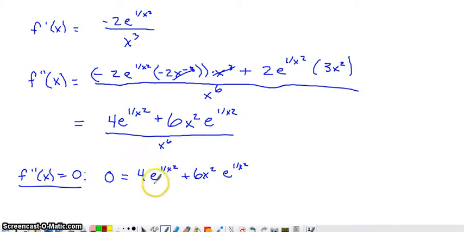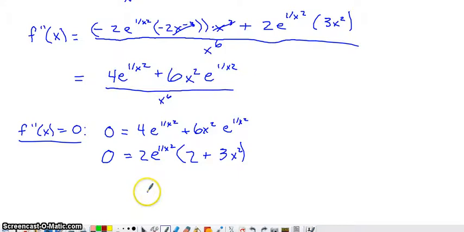We do have a common factor of 2 between these numbers, and then also this e to the 1 over x squared is a common factor. So I'm going to factor out a 2 e to the 1 over x squared from this term, and when I do that, that's just going to leave me with a positive 2. And when I factor it out of the second term, I'm going to be left with plus 3x squared. And so now you have this factored. You're ready to set each factor equal to 0.